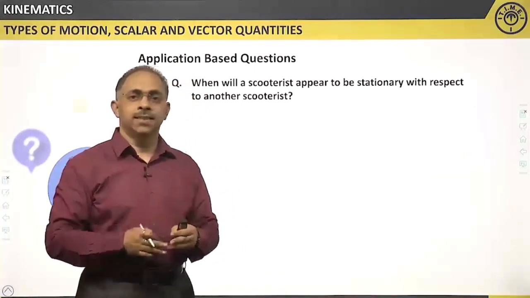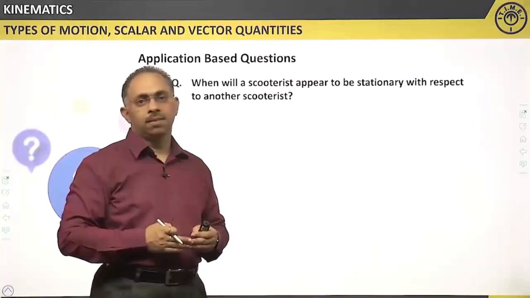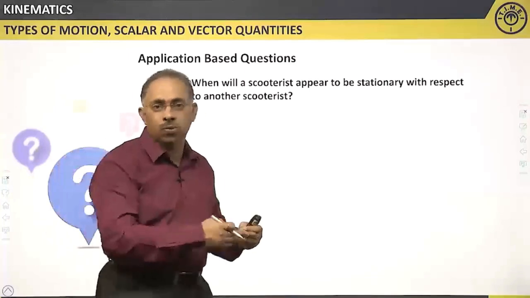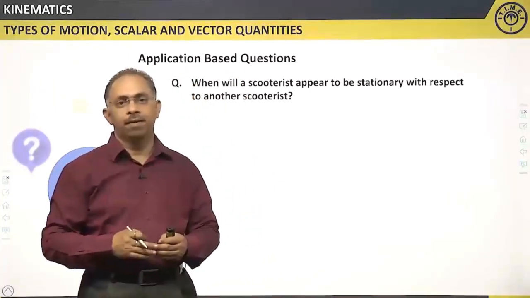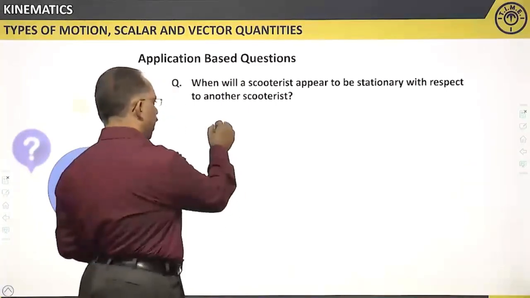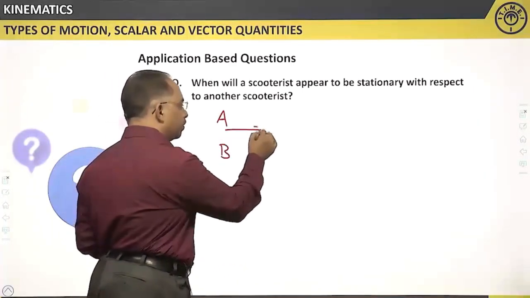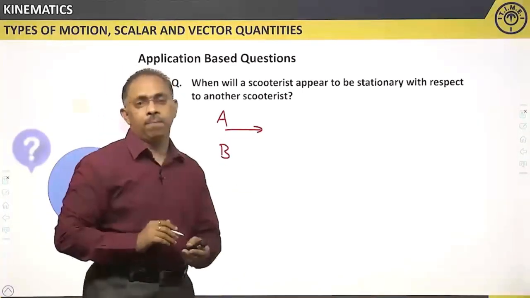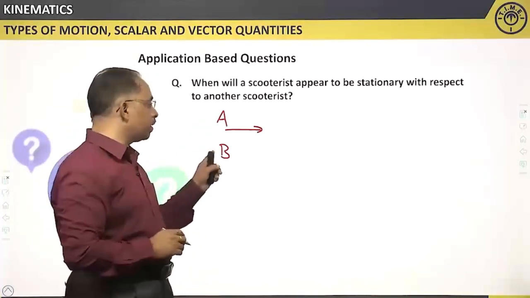When I say scooterist, that means the person driving a scooter. When a person is driving a scooter, he is in motion with respect to his surroundings. If I consider a scooterist A and another scooterist B, A is moving with a certain speed. When will this scooterist appear to be stationary for another scooterist B?